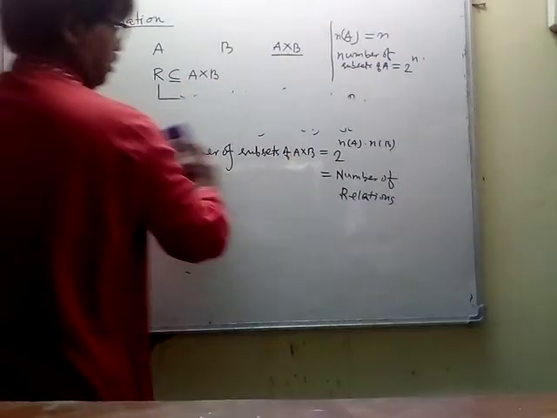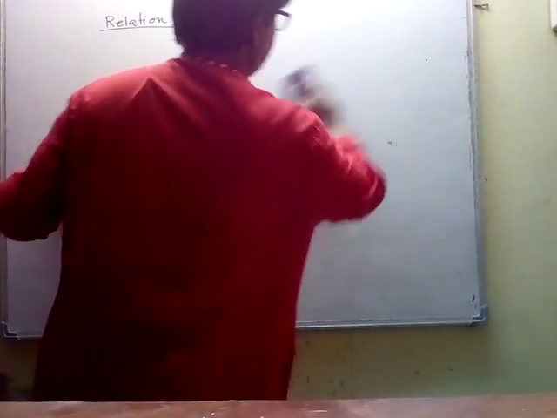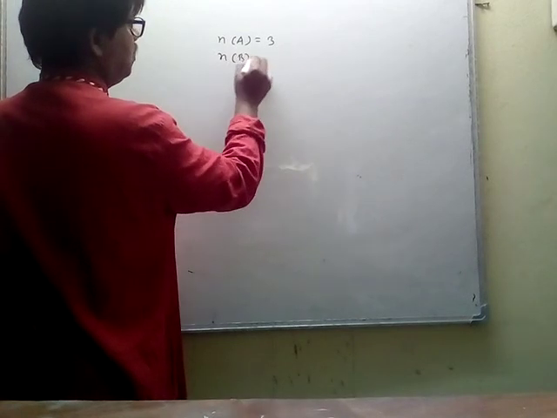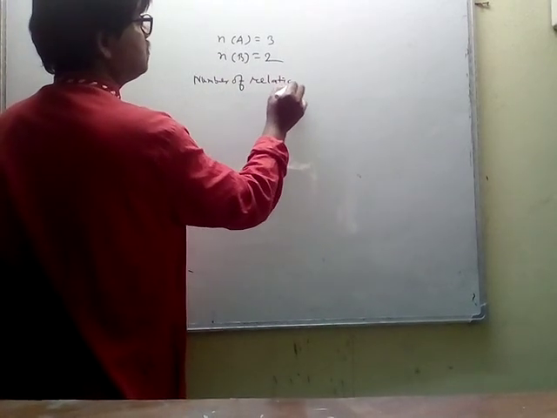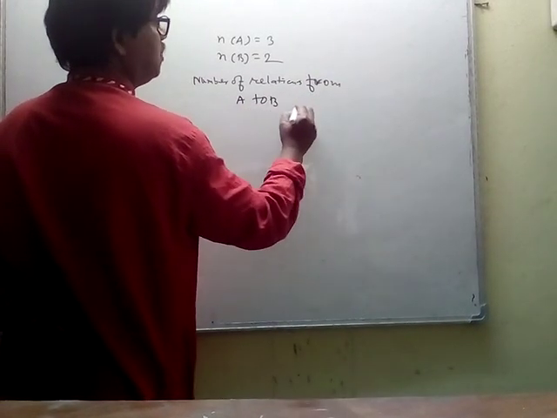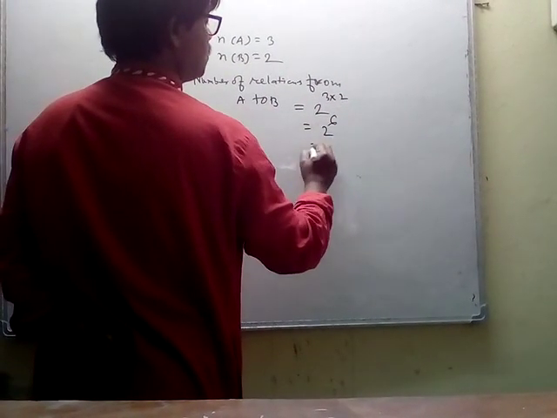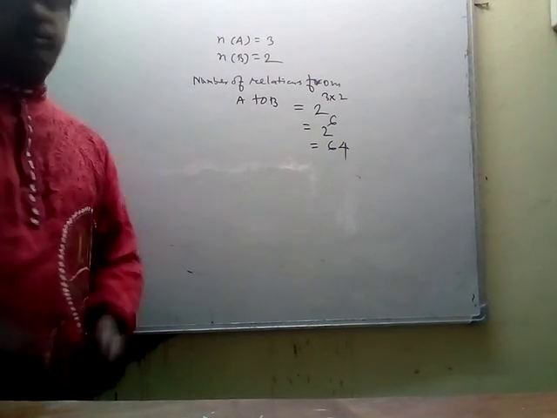Then if a set A consists of 3 elements and the set B consists of 2 elements, suppose n(A) equal to 3 and n(B) equal to 2, then the number of relations from A to B equals 2 power 3 into 2, that is 2 power 6, equal to 64. So 64 relations can be formed.